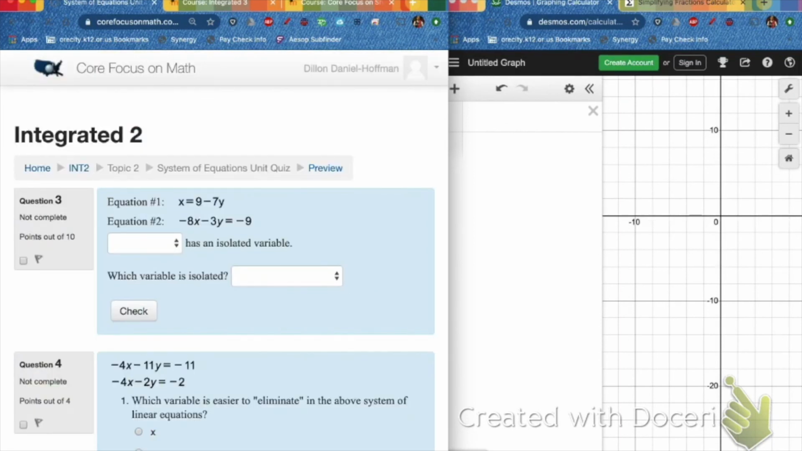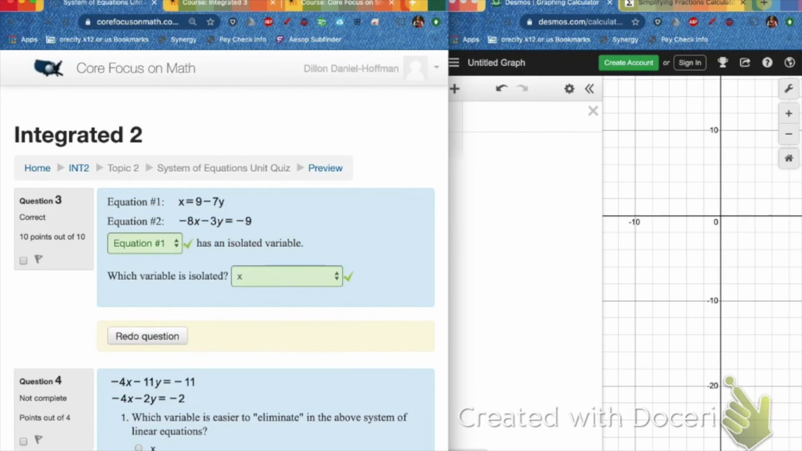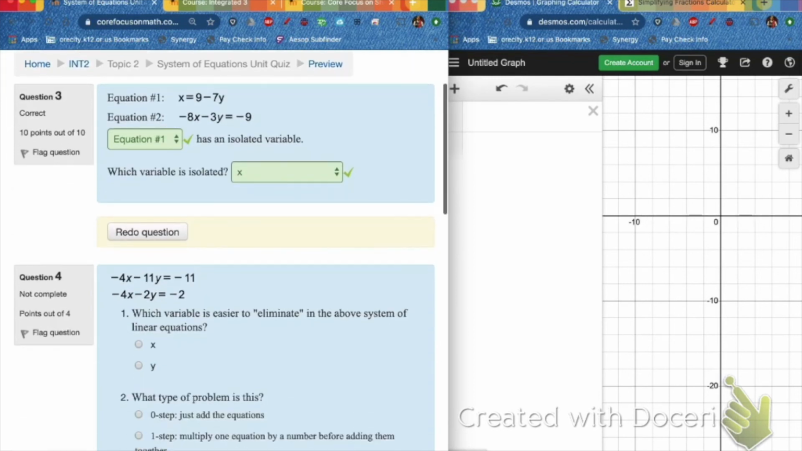Then we got to this kind of problem where it was right in the beginning of some of the older ones where we just had to simply say, okay, which equation had a variable isolated, 1 or 2? Oh, that was equation 1. Which one is by itself? X, because it's x equals. These were the very nice assignments that I put in to give you some buffer before we did the full-on substitution and then the full-on elimination.